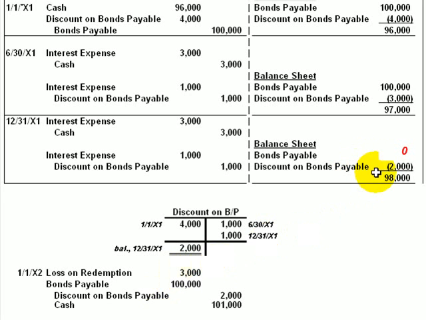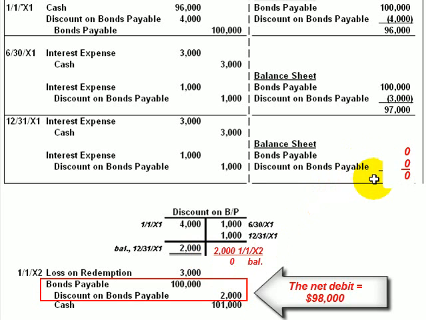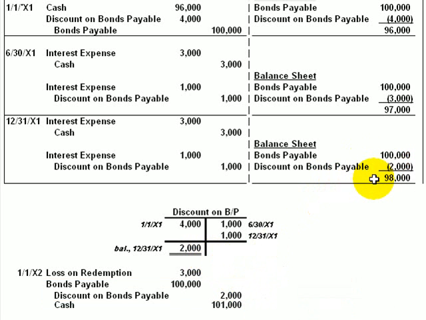So if we get rid of the balance in bonds payable, we'll also have to get rid of the balance in the discount account. This is a debit balance, so we'll need to credit the discount account in order to eliminate that balance. By debiting bonds payable and crediting the discount account, we've now taken a $98,000 liability off the balance sheet. So liabilities have fallen by $98,000, but cash fell by $101,000, the price paid to retire the bonds. We're left with a $3,000 debit difference in our entry. This debit will go to a loss account.